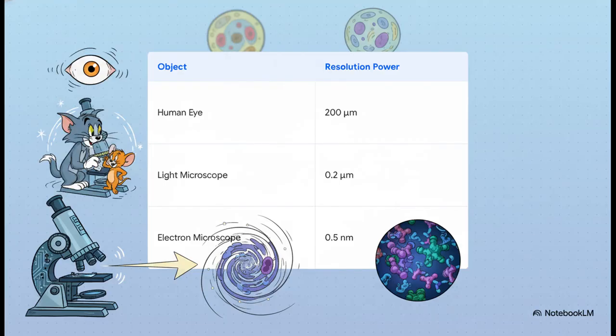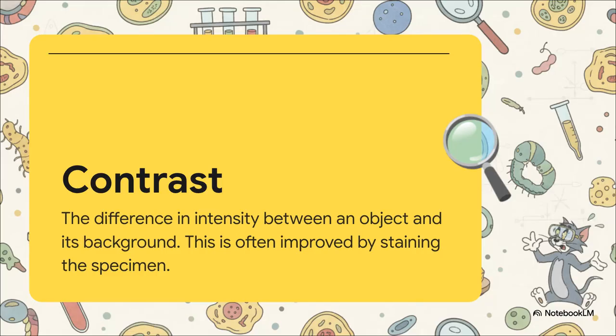This table really drives home the power of good resolution. Our own eyes, at their best, can distinguish things down to about 200 micrometers. A standard light microscope improves on that by 1,000 times, getting us down to 0.2 micrometers. But then, an electron microscope takes another gigantic leap, resolving details down to half a nanometer. That is literally the difference between seeing a cell and seeing the individual molecules on its surface. It's incredible. And our final key principle is contrast.